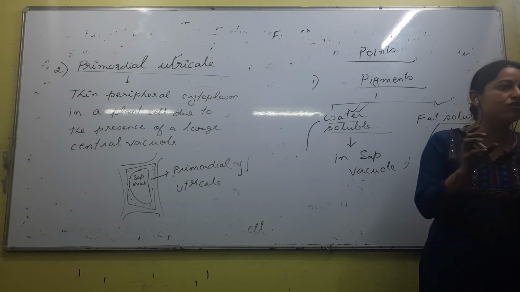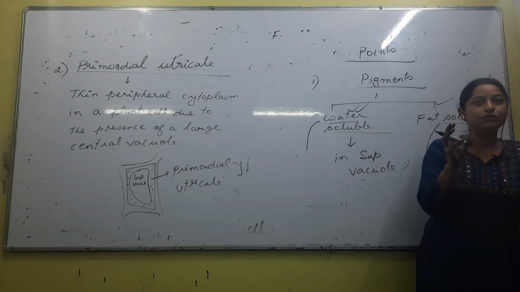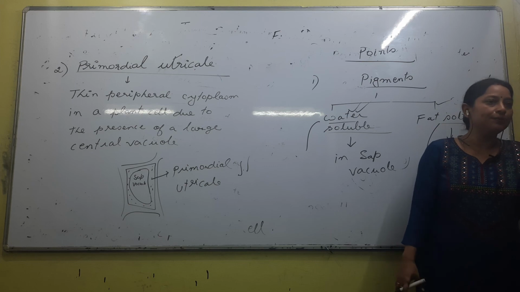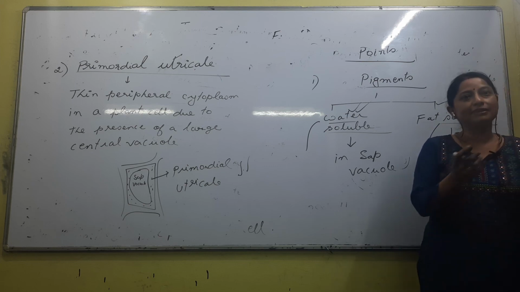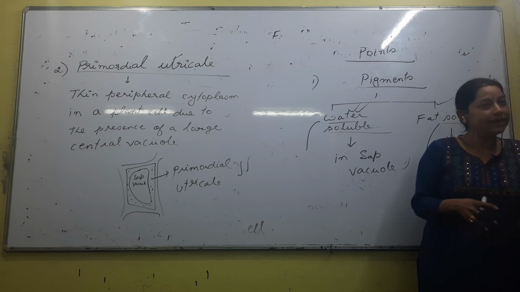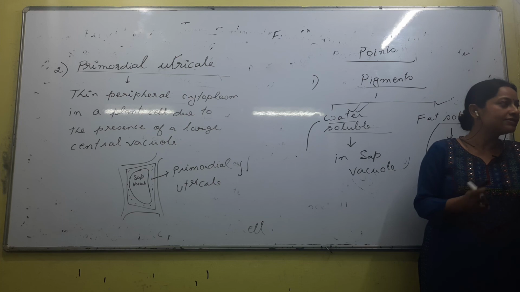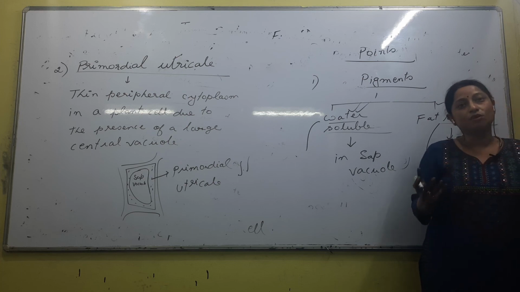something called as a beetroot. You have seen beets, the red beet. What will happen if you put the beet in water or if you boil the beet? The water will become red. Why? Because the pigment that was present there comes out in the water, right?